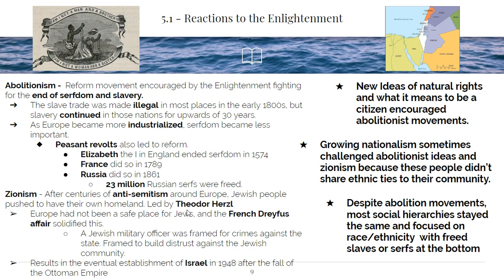Jewish people pushed to have their own homeland, led by Theodor Herzl, a Jewish military officer, because Europe had not been a safe place for Jews, and the French Dreyfus affair solidified this. A Jewish military officer was framed for crimes against the state, framed to build distrust against the Jewish faith. So just go ahead and read that about the Jews there, and Zionism is basically trying to give the Jews their own homeland. And this is well before World War II, but eventually Israel is created after World War II as a place for Jews to go back.